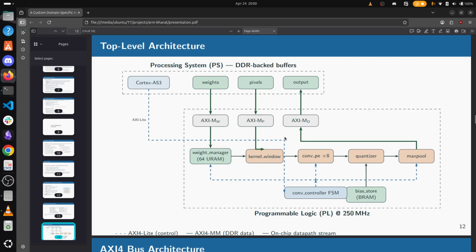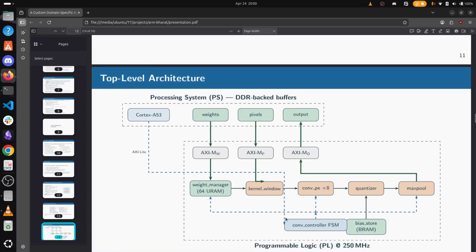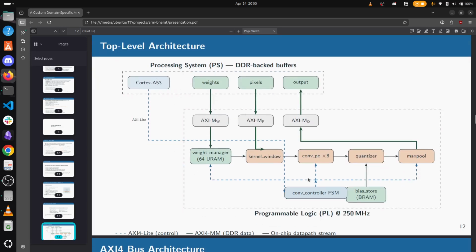AXI Lite is a protocol that is used to communicate between a CPU and any other device. In our case, our device is the programmable logic, which is the FPGA board. So we will communicate between the CPU and the FPGA board using the protocol called AXI. AXI comes in many different variants. AXI Lite is one protocol, AXI Master is another, and AXI Streaming is the third variant of the AXI protocol. We will be using AXI Lite and AXI Master.